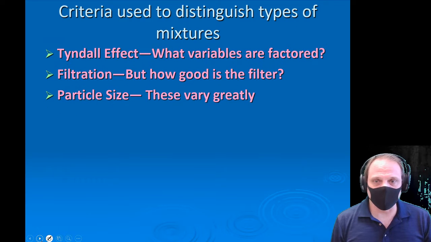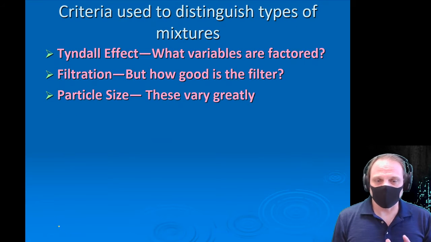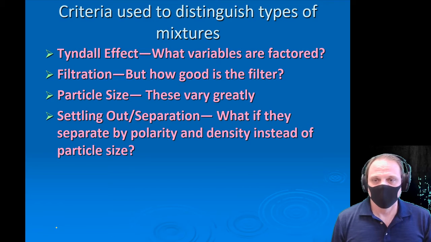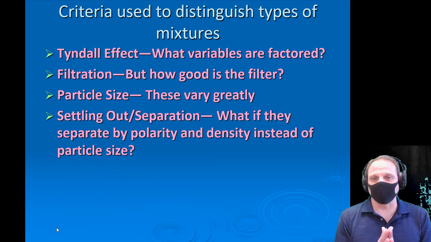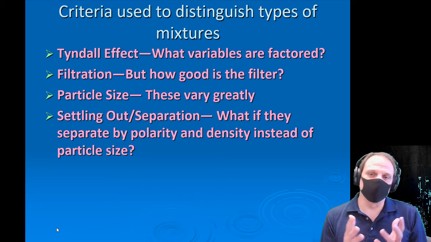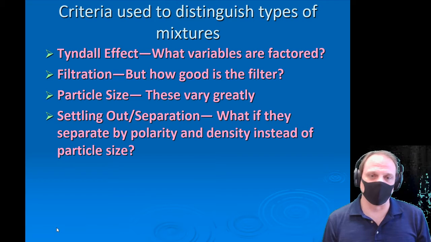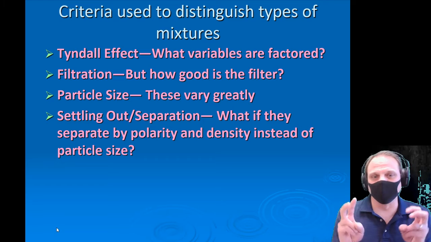Okay, so let's look at the four different criteria we typically use to try to figure out what our mixture is. Is it homogeneous or heterogeneous? Is it a suspension, a solution, a colloid? These are our test tools, basically.